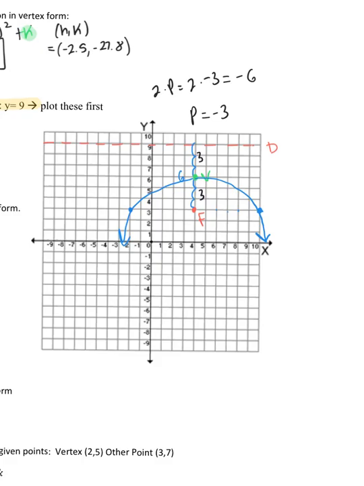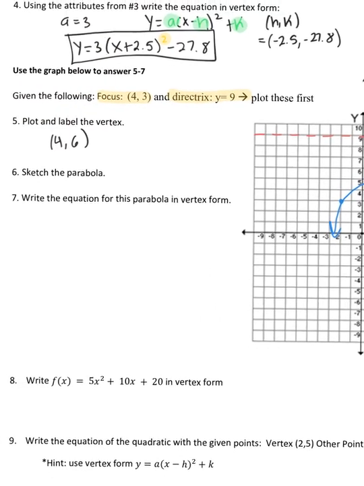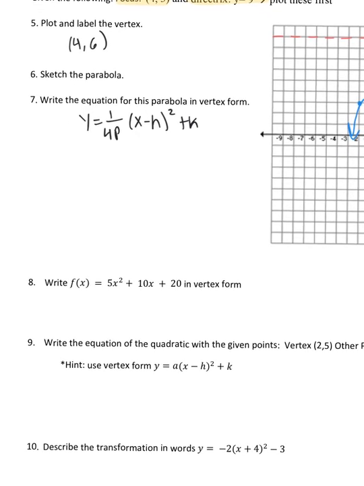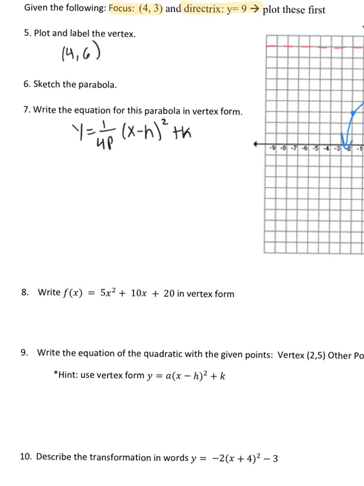Okay, so that is what your graph should look like. So, writing the equation in vertex form, I will probably print out a cheat sheet on the day of the test and give you that equation like I did for the quiz. You're just going to go through and fill in those numbers.